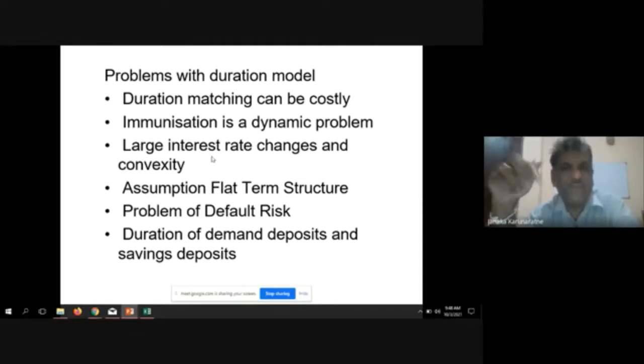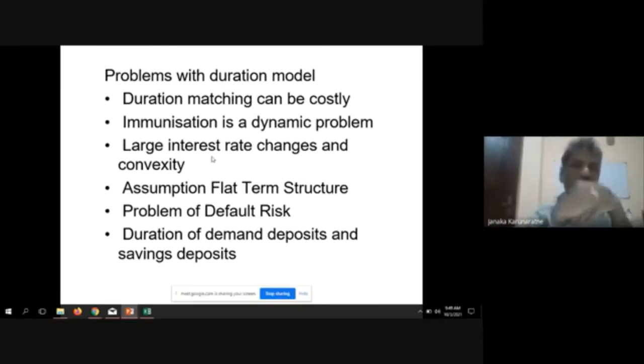Then the problem of default risk. We don't consider any defaults. When we compute the duration, we go by the cash flows as per the book. Now let's say a particular loan. When you want to measure the duration, you assume these cash flows will come at that time, isn't it? But if there is a default, then of course your calculations of the whole duration will go wrong. So it's a problem with the model. We don't take into account the default risk.